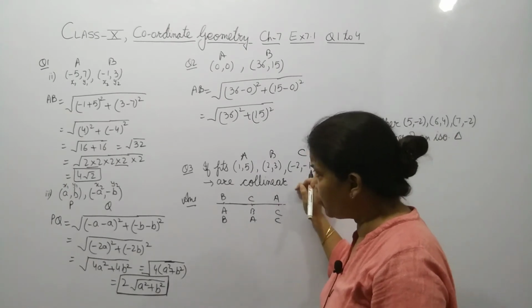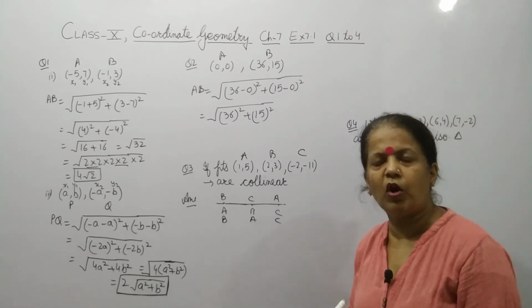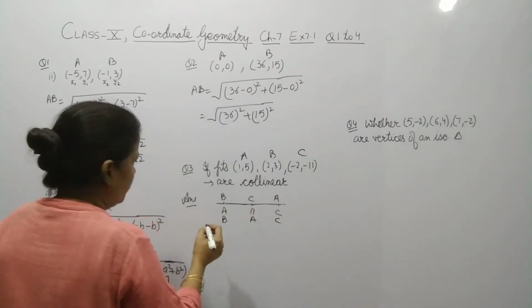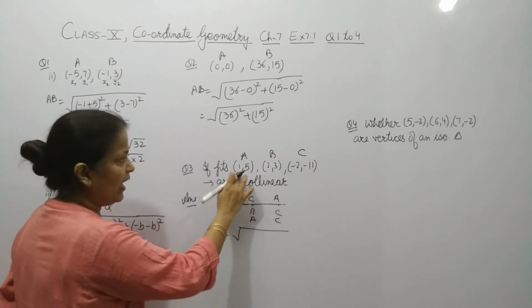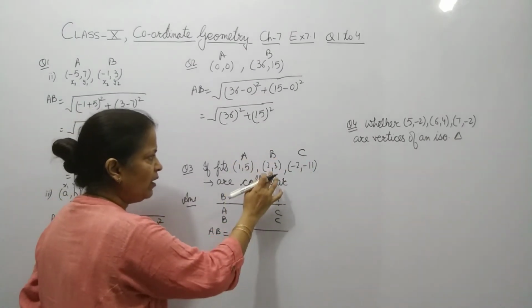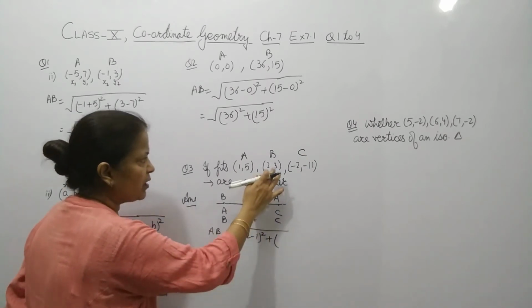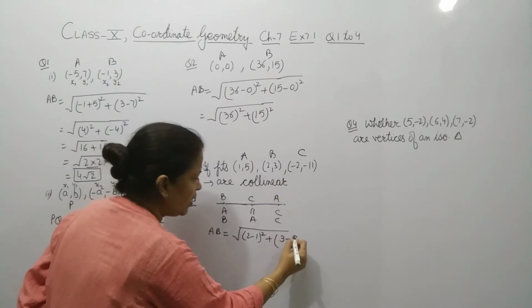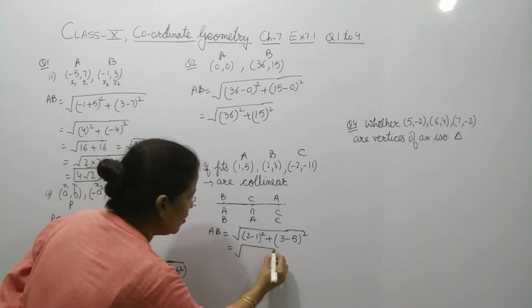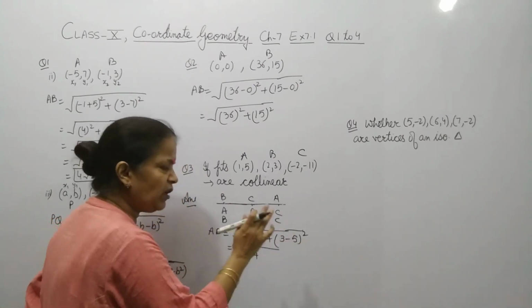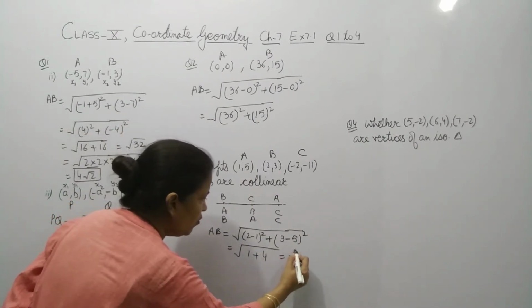The concept of this collinear, you will do it in the last exercise of this chapter also by using the formula of area of triangle. So here, first we will find out the distance AB. Let's see AB. We have taken it as ABC. x2 minus x1, 2 minus 1 whole square plus y2 minus y1, 3 minus 5 whole square. Now solve it: 1 square means 1. 3 minus 5 is minus 2. Minus 2 square is 4. So it will be root 5.